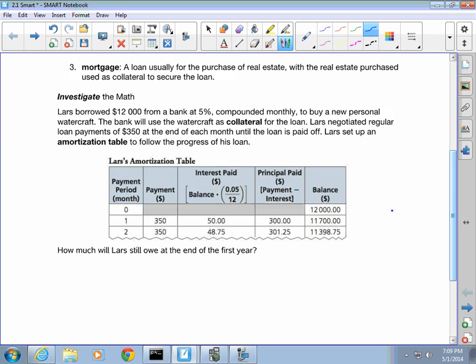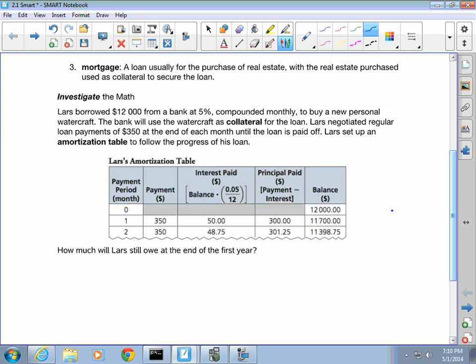So what that means then is he will own it, he'll have to make payments to the bank, and if he should happen to fail making those payments, then the bank would just send the dog bounty hunter to grab it and take it from him, and that will negate the payment. Lars negotiated regular loan payments of $350 at the end of each month until the loan is paid off. Lars set up an amortization table to follow the progress of his loan.